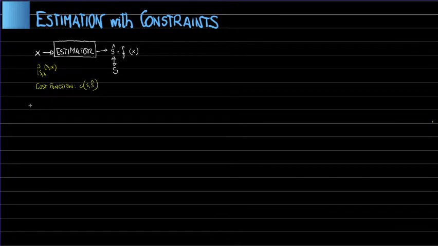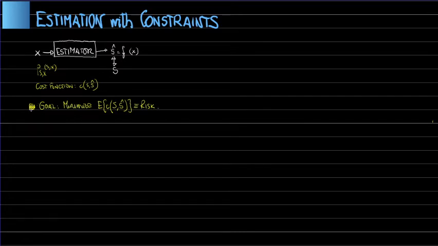According to the Bayesian formulation, the design of the estimator will be done with the goal of minimizing the expected value of the cost, which we call the risk. So the goal in the Bayesian risk minimization problem is to minimize the expected value of the cost that we call the risk.